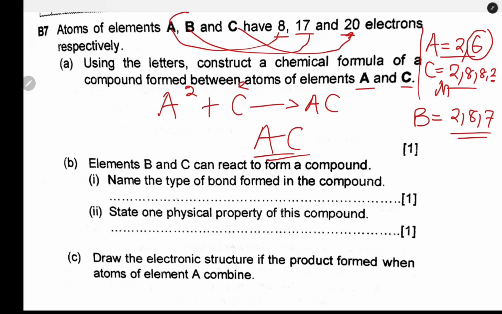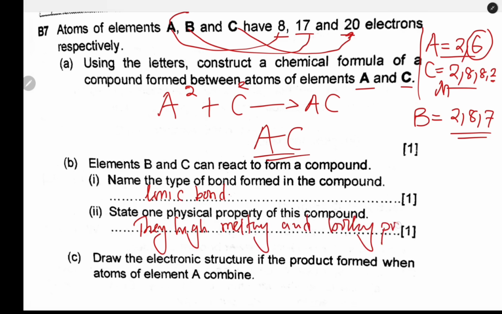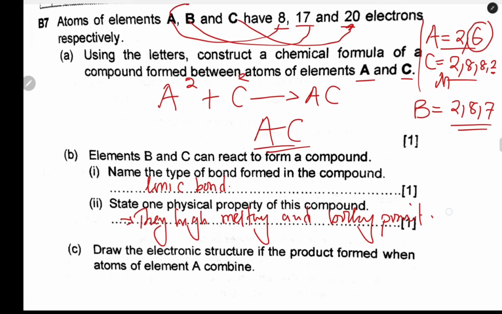Okay, so name the type of bond. The question is, name the type of bond. So it's ionic bond. Okay, ionic bond. State one physical property of this compound. So in other words, you are just stating the physical property of an ionic compound. Okay, so they have high melting and boiling point. So high melting and boiling point, that is one of the physical properties. You can talk of other physical properties such as high density.